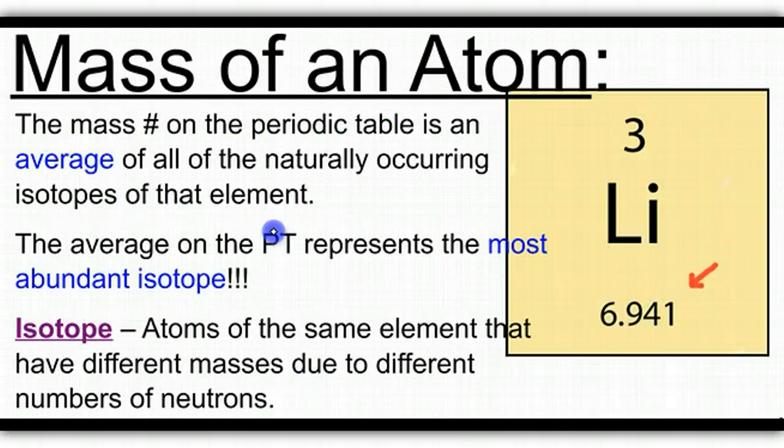It's an average of all of the isotopes of the element. So the mass number on the periodic table is an average of all the naturally occurring isotopes of that element. The average on the periodic table represents the most abundant isotope. So if this is the average atomic mass for lithium, then the most abundant isotope of lithium must have a mass of 7.